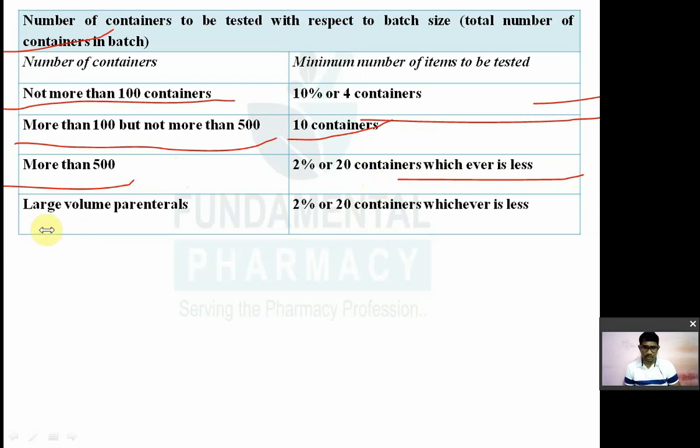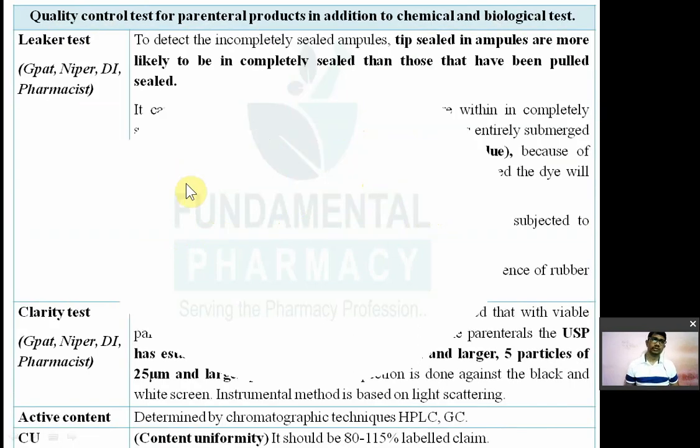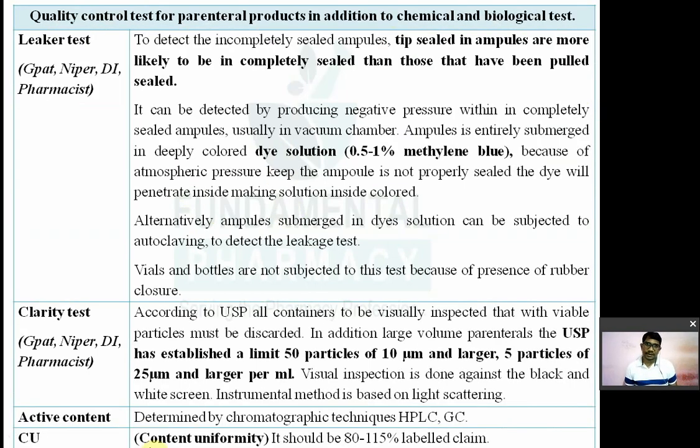Then, if your batch consists of large volume parenterals, you have to take 2% or 20 containers, whichever is less. Now the next one is quality control tests for parenteral products in addition to chemical and biological tests. There are a lot of them. The pyrogen test comes, which you have seen. After that the sterility test comes, which we will see in the next lecture. First let's see these.